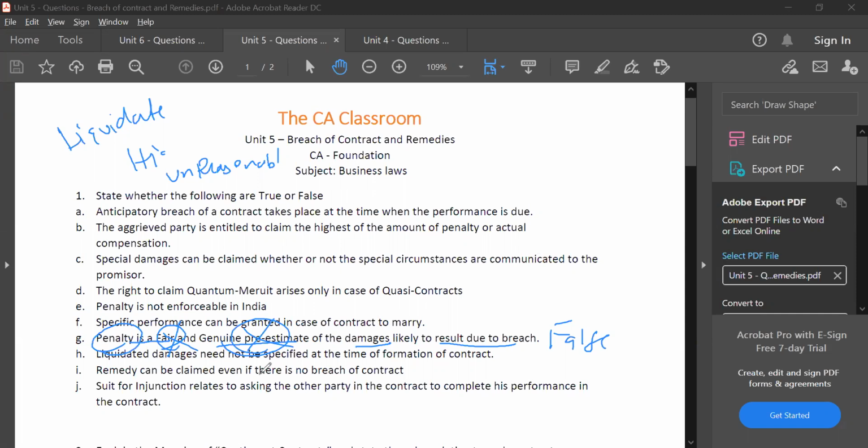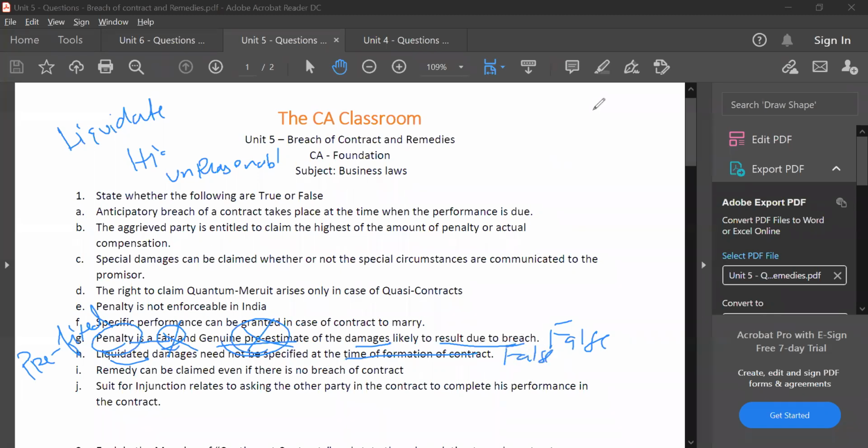Next question. Liquidated damages need not be specific at the time of formation of contract. Answer, guys, for question number H. So liquidated damages is one of the types of prefixed damages. Look at the word. The word itself says prefixed. Therefore, you have to mention at the time of formation of contract itself. Later, you cannot come and ask. Therefore, answer to H is also false.